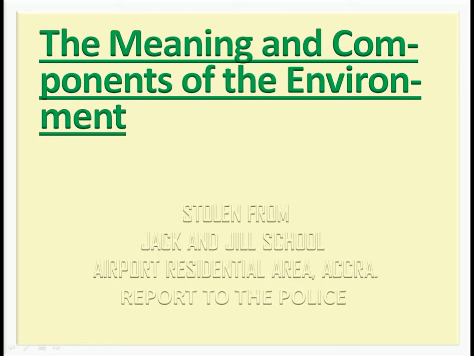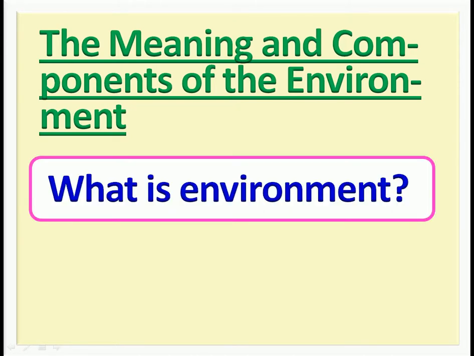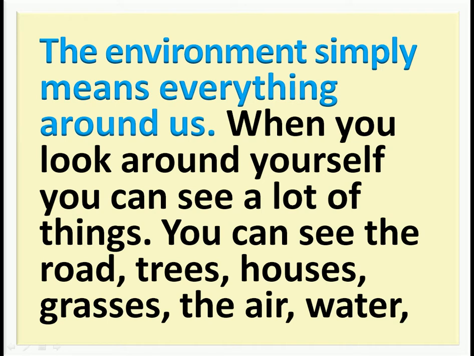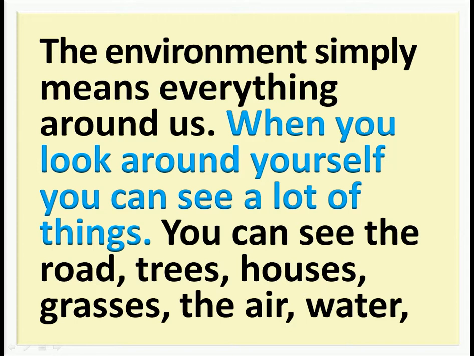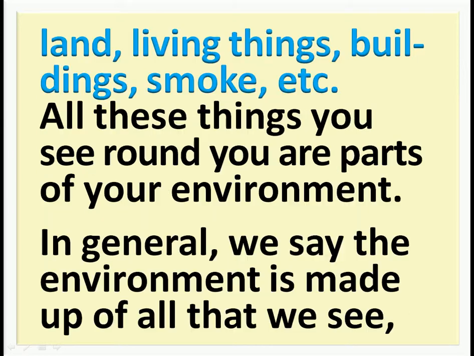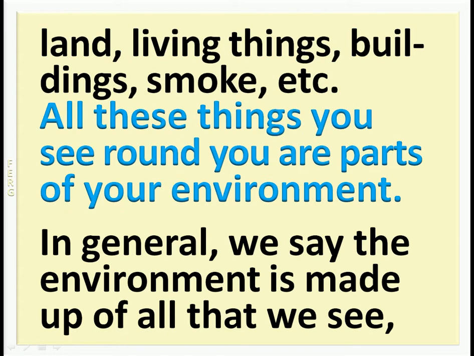The meaning and components of the environment. What is environment? The term environment refers to our social and physical surroundings. The environment simply means everything around us. When you look around yourself, you can see a lot of things. You can see the road, trees, houses, grasses, the air, water, land, living things, buildings, smoke, etc. All these things you see around you are parts of your environment.